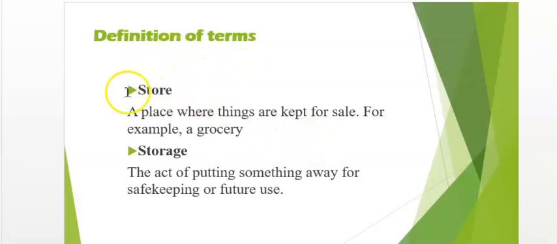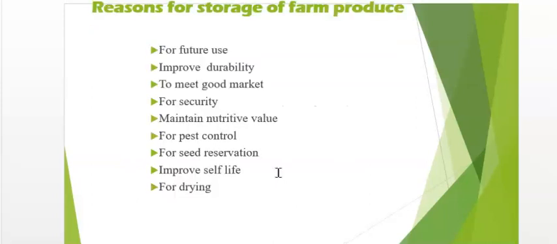So our term number 1, we have the term store. So a store is just a place where things are kept. E.g. of a store, you have a grocery. Term number 2, you have storage. Storage is the act of putting something away for safekeeping or future use. So storage of farm produce is a process or an act of storing farm produce safely for future use. Reasons for storage of farm produce.